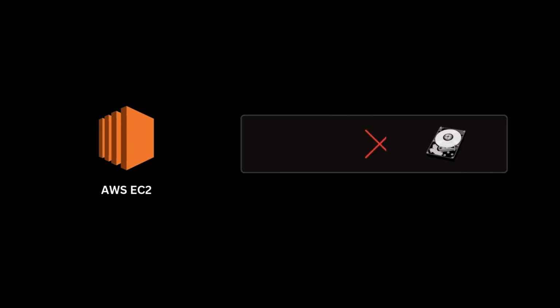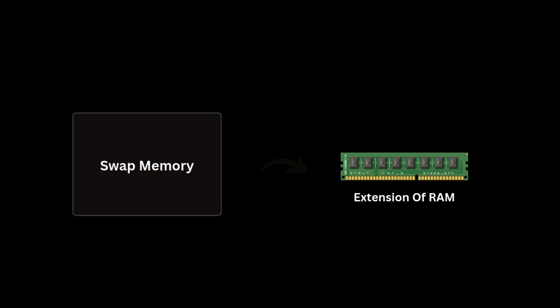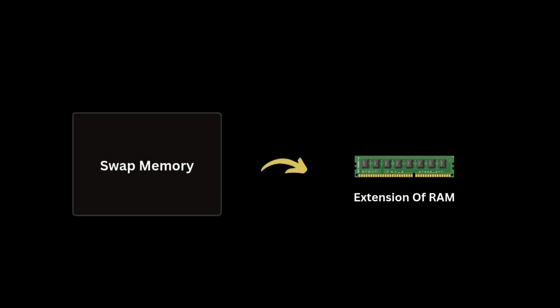By default, when you set up an AWS EC2 instance, swap memory isn't turned on. Swap memory acts like an extension of your RAM, letting your instance handle more tasks, even when the RAM is fully used. Let's walk through how to create and enable swap memory on your EC2 instance in a few easy steps. First, we'll create a swap file.